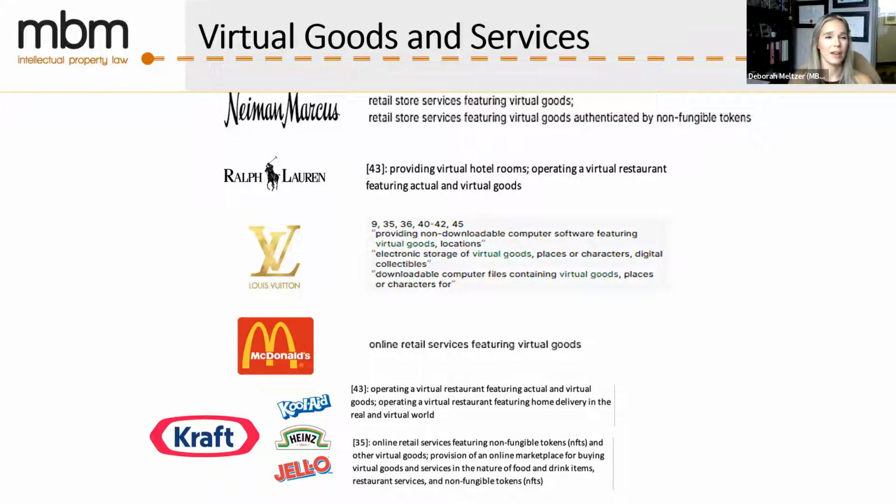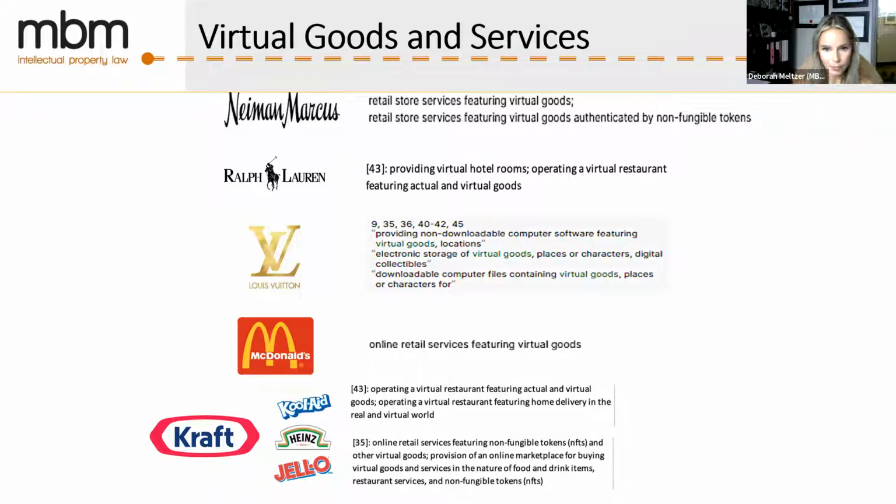Worst case scenario, if ever you get challenged, which is unlikely, then those goods and services will be struck from the registration. It doesn't affect the rest of your rights. So if you're offering real world goods, but you think you could be transitioning into virtual goods and services, I would say throw it into your trademark applications.